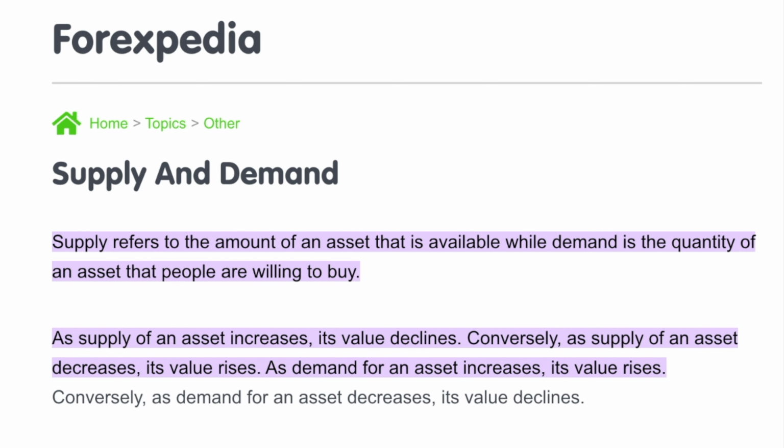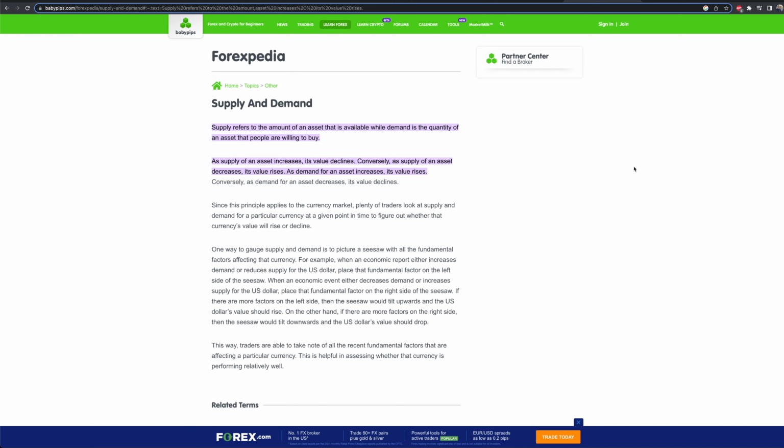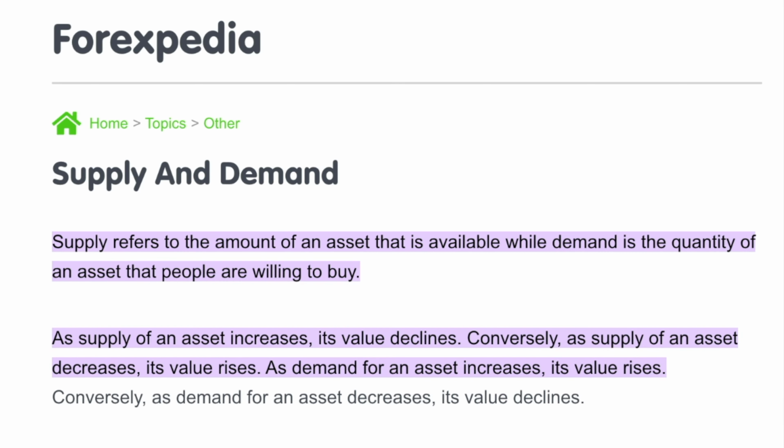So supply and demand. Supply refers to the amount of an asset that's available, while demand is the quantity of an asset that people are willing to buy. As the supply of, let's say, a stock, in this case an asset, increases, its value declines. And on the flip side, as supply of an asset decreases, its value rises. As demand increases, its value rises. And as demand decreases, its value declines. That's the core of what supply and demand is.